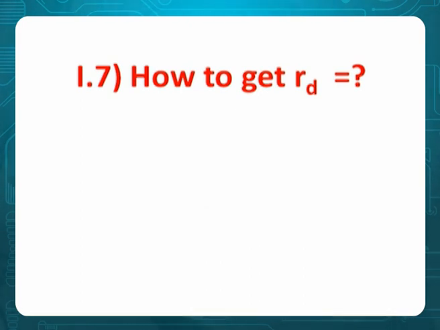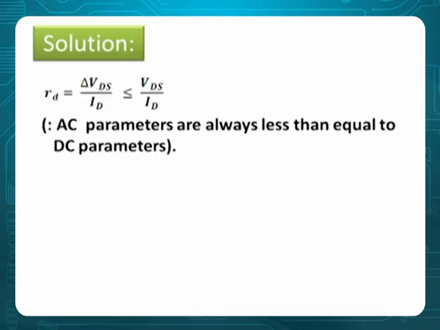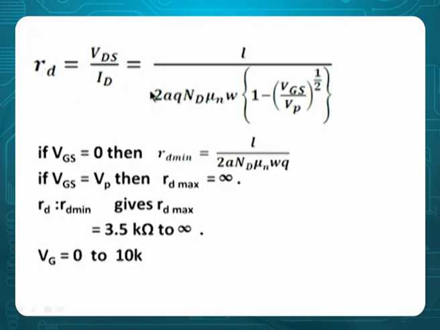Seventh question. How to get RD? RD means drain resistance. Drain resistance is VDS by ID. In fact, this is AC, this is DC. AC is always less than or equal to DC. That's how we get drain resistance.